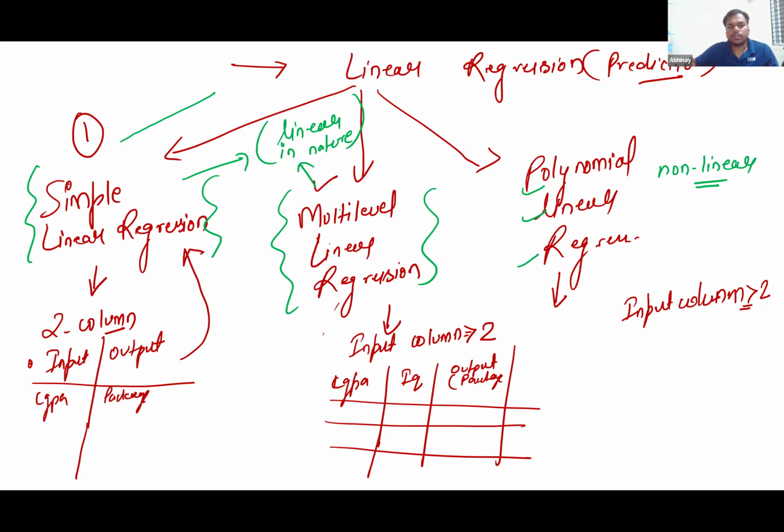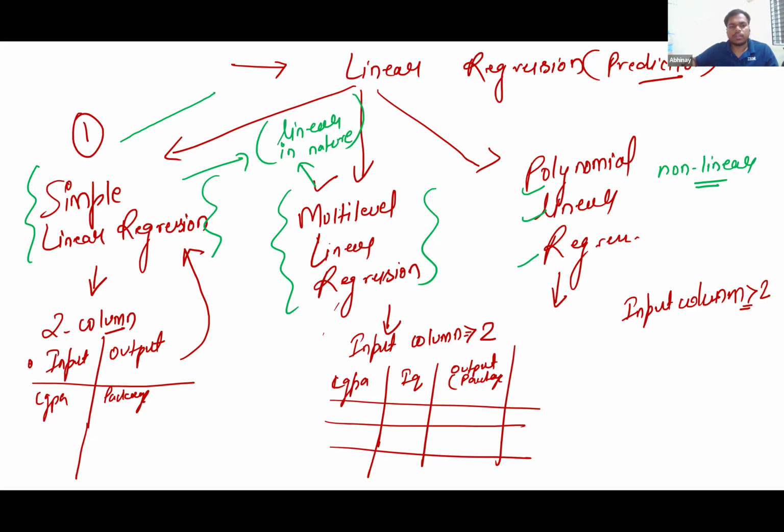These two will be linear. Simple linear regression consists of only two columns: one is the input column, the other is the output column. Whenever we talk about multiple linear regression, it will have more than one column in the input, like CGPA and IQ, and these will be linear in nature.